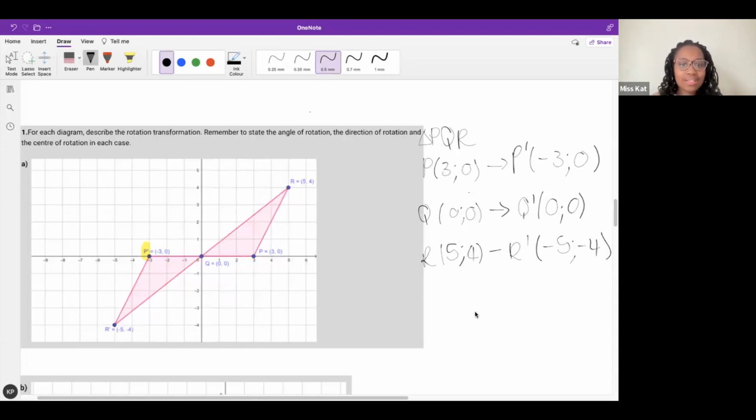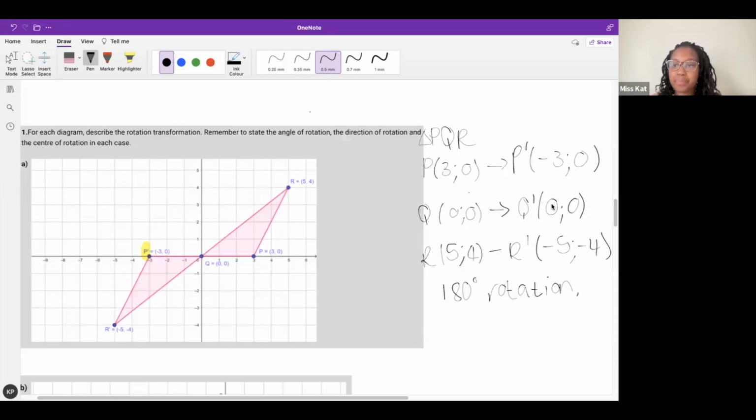180. Why, guys? How did you tell it was a 180 degrees rotation? How did we know, guys? How do we know it was a 180 degrees rotation? They change signs, but also that's the only rotation where we do not swap the coordinates. Do you agree? Check my coordinates. They didn't swap.